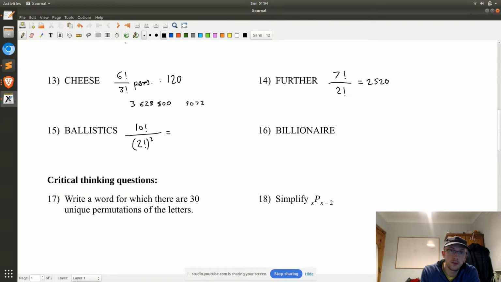No. And then dividing that by 2, you get 453,600. Billionaire, that's 11.